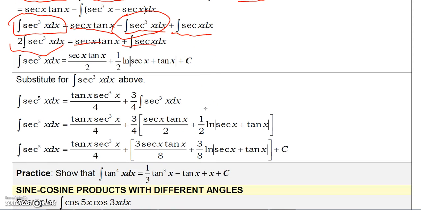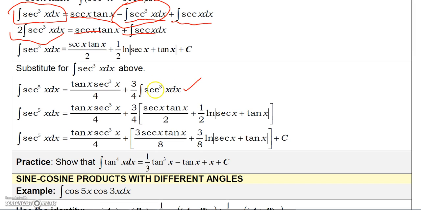Now, remember, this is where we were earlier, right? So we were here, and now I needed to figure out what this integral of secant cubed x equals, and I've got that right here. So go in and replace this. So here it is. So I replace it there.